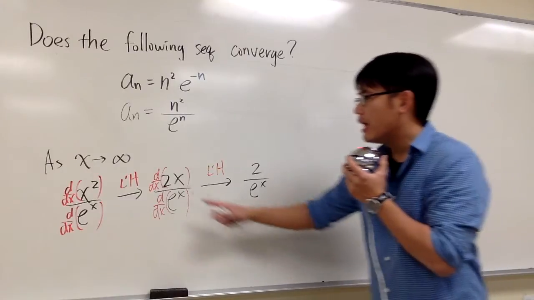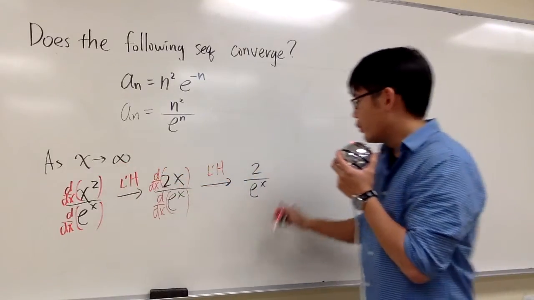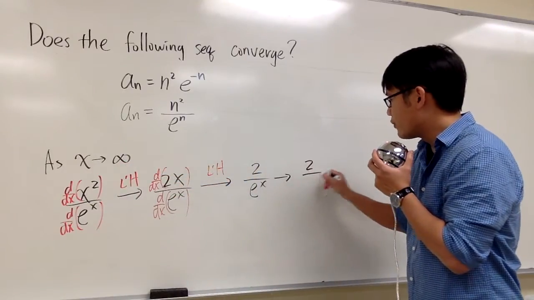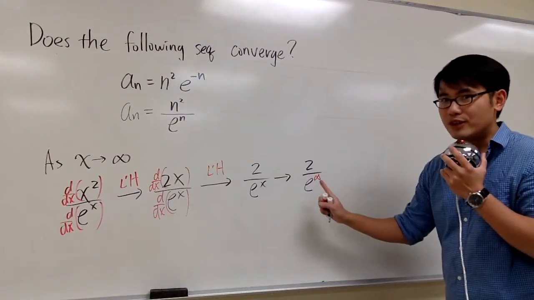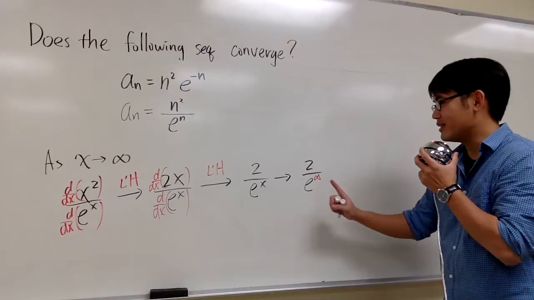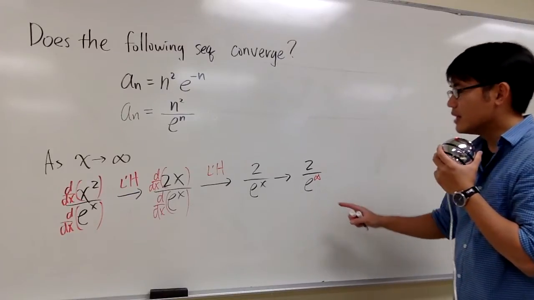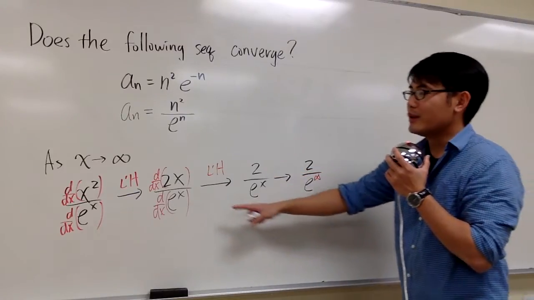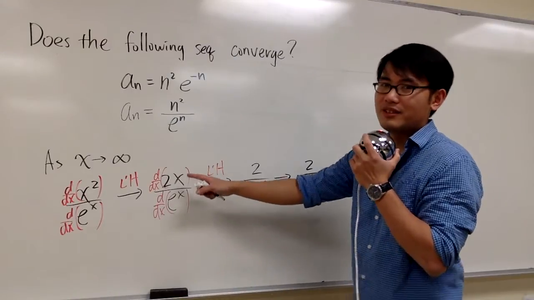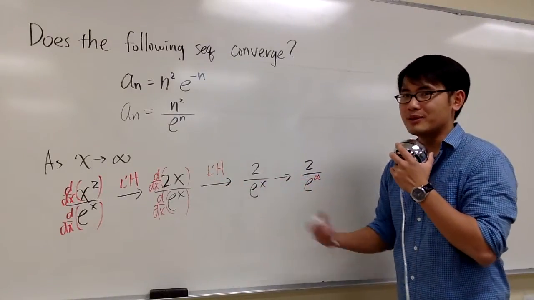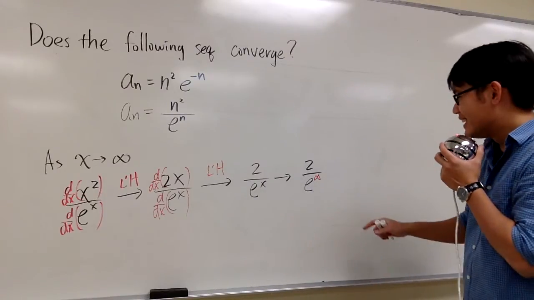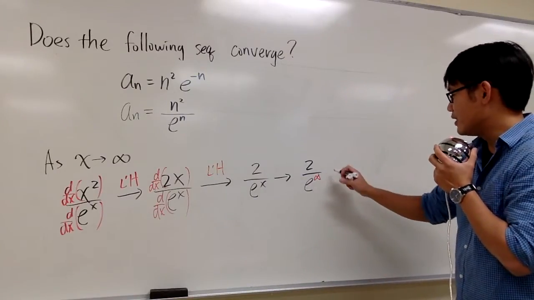On the bottom, as x goes to infinity, we will get 2 over e to the infinity. Do not differentiate this anymore, okay? Do not differentiate this again. Because we can only use L'Hopital's rule if it's infinity over infinity, okay? You cannot say differentiating 2 and then you get 0, the whole thing is 0. It doesn't work like that. All right, we can continue with this.